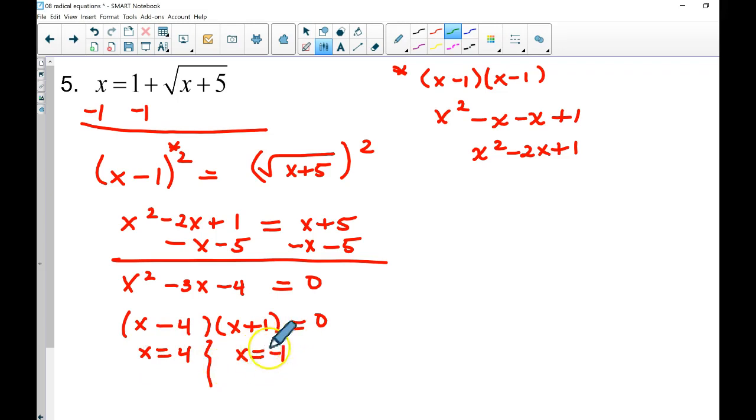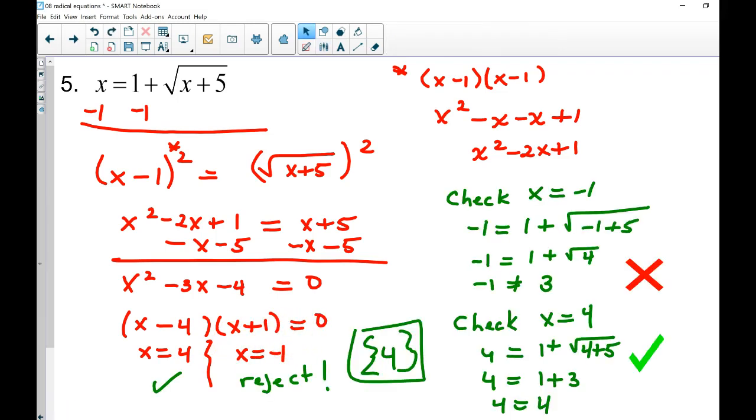Both solutions need to be checked in the original equation. You could see that the check that I did for x equals -1 didn't work, so we reject it. We didn't reject it because x is equal to -1. We rejected it because when we replaced the solution in the original equation, it didn't work. Be careful about that, because sometimes the negative does work. We then checked x equals 4, and we noticed that it did work. So the only solution in this problem is x is equal to 4.